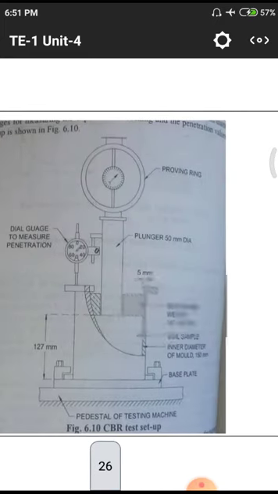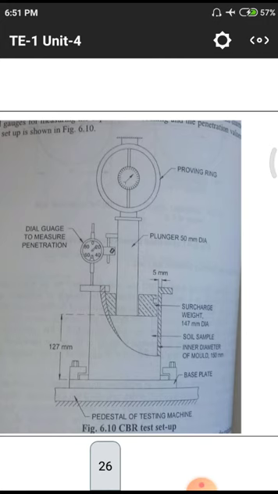Normally in a CBR test, at the top we have a proving ring. In the middle of the ring we have dial gauges. After the proving ring, at the bottom, we have the plunger of 50 mm diameter. At the bottom we have a mold, and in that mold we need to keep the material.